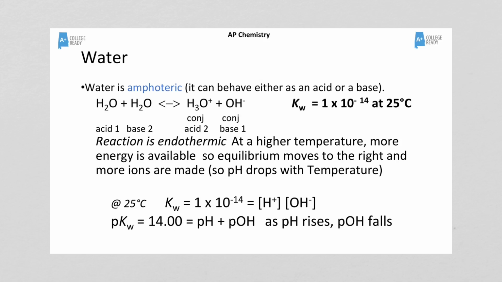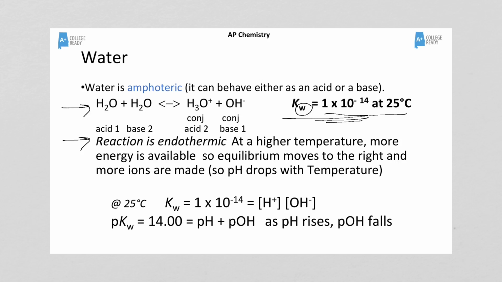Here's the Kw value, which is really the equilibrium constant, and W does refer to water, at 25 degrees Celsius. One thing to note is that this reaction, which we call the auto-ionization of water, is not happening to a great extent, and you can tell because that Kw value is so small. But this reaction is endothermic.